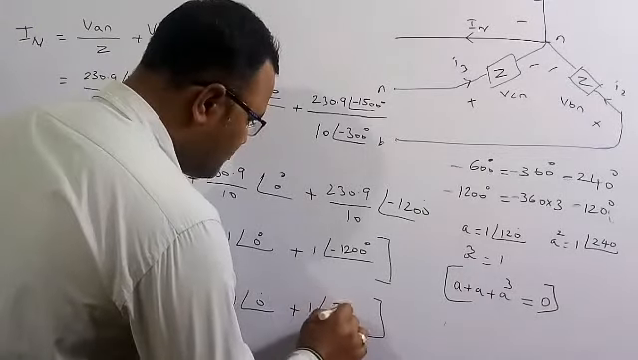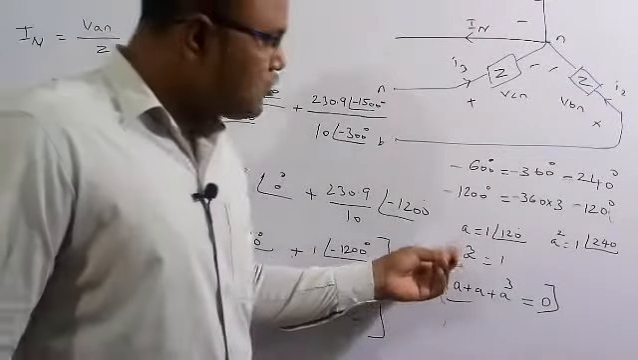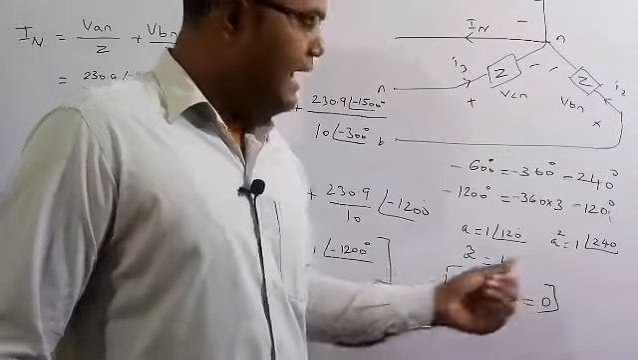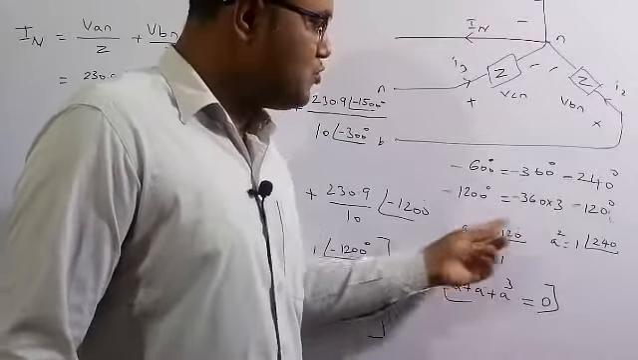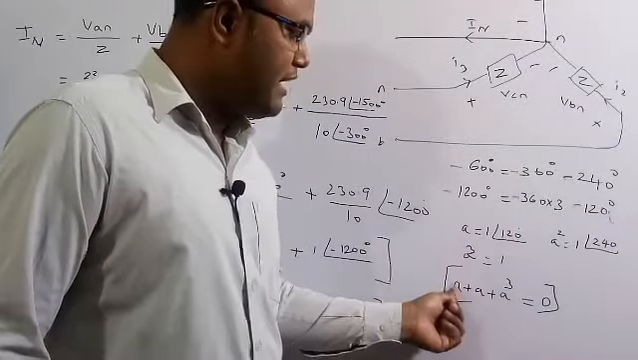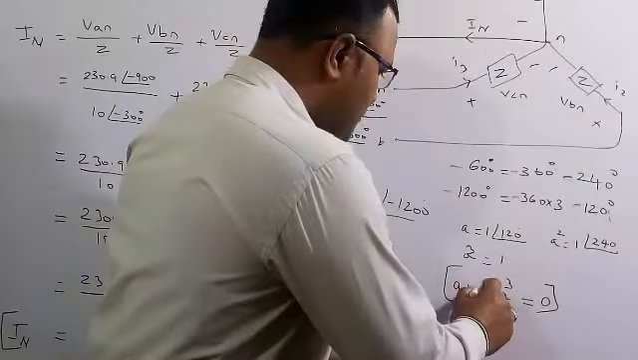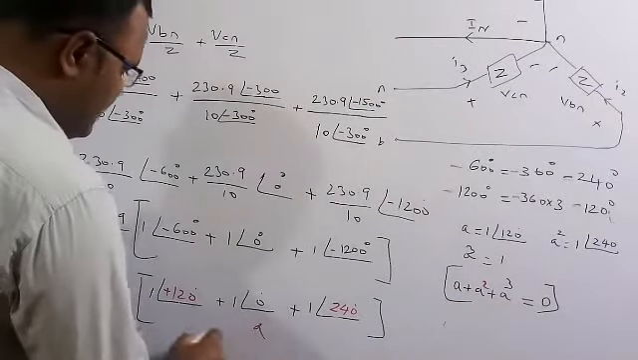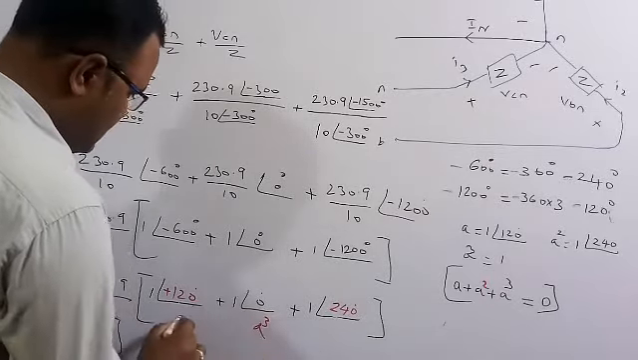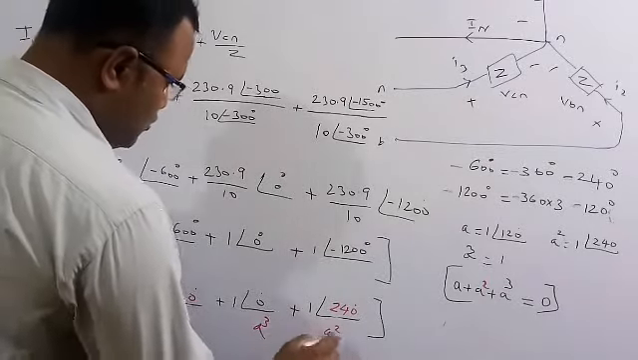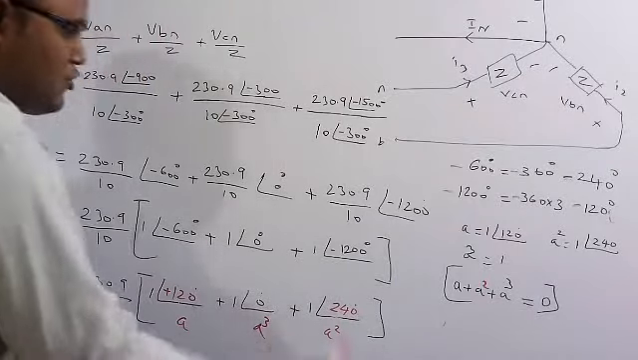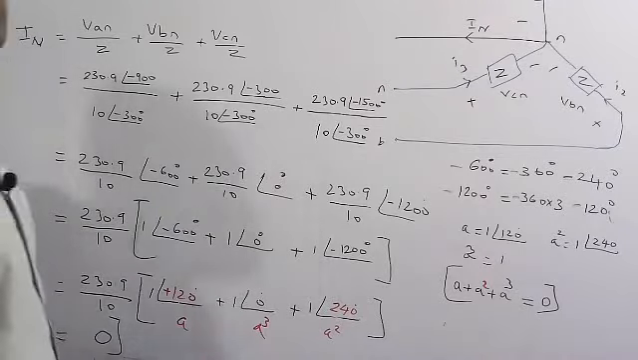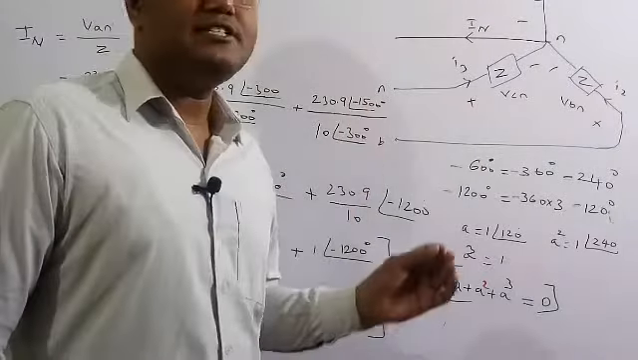So therefore now we know the operator A is equal to 1 at an angle of 120, and A square is nothing but 1 at an angle of 240, and A cube is nothing but 1. So if we do this addition of these three vectors, we are going to get A plus A square plus A cube is equal to 0. So A plus A square plus A cube is nothing but 0. So 0 into anything is also 0. Therefore neutral current is equal to 0 ampere is going to flow in this neutral wire.